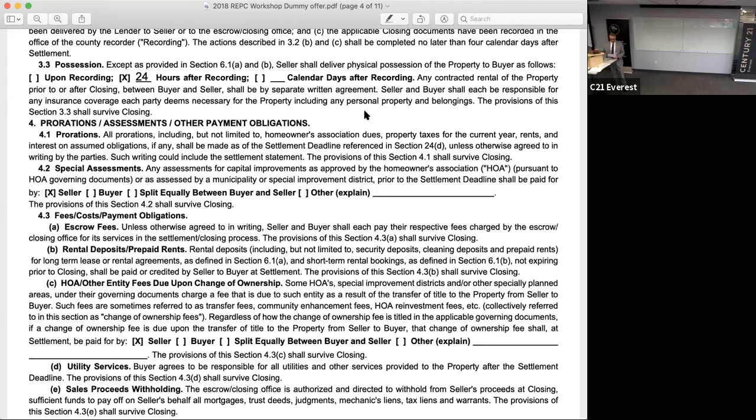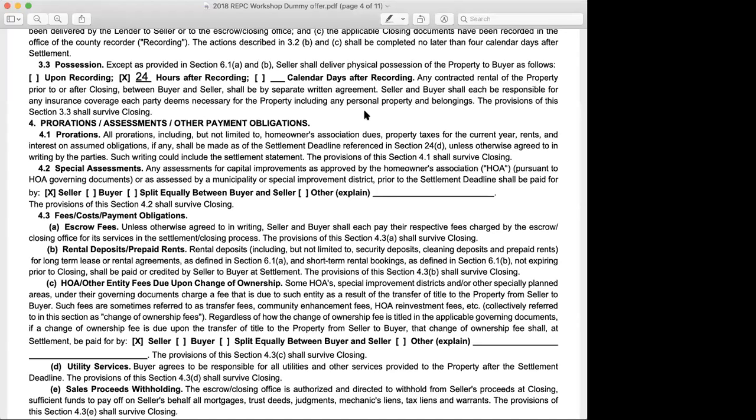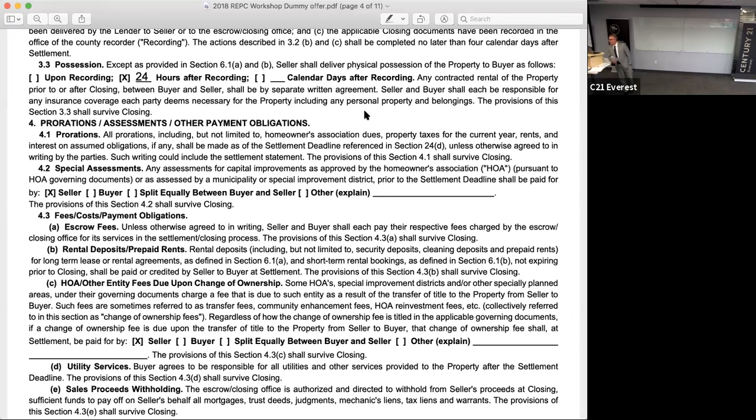So here's what I want to talk with you guys about. Who is responsible during that 24-hour period? Okay, so Marissa's saying the seller. If it's already been recorded, wouldn't it be the buyer? Okay, so we have another person saying the buyer. So who's responsible, seller or buyer? What do the rest of you think?